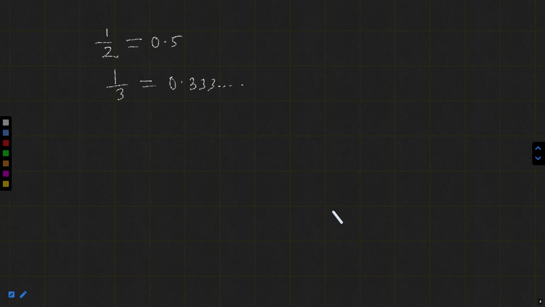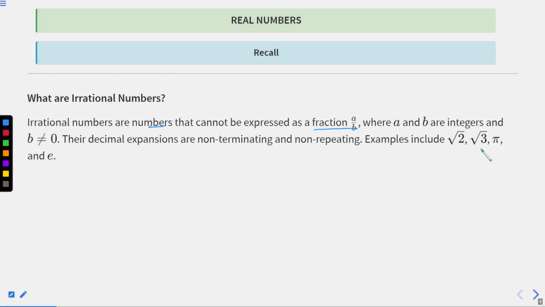For example, you can take root 2. The decimal expansion of root 2 is equal to 1.414 and so on. This decimal expansion is non-terminating and non-repeating, so root 2 is an irrational number. Root 3, pi and e, these types of numbers are also irrational numbers.